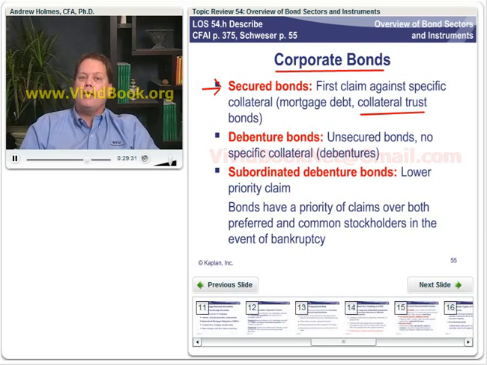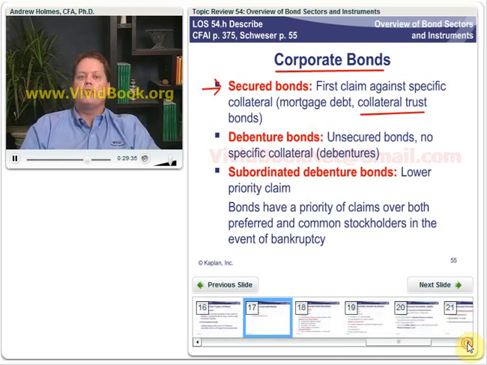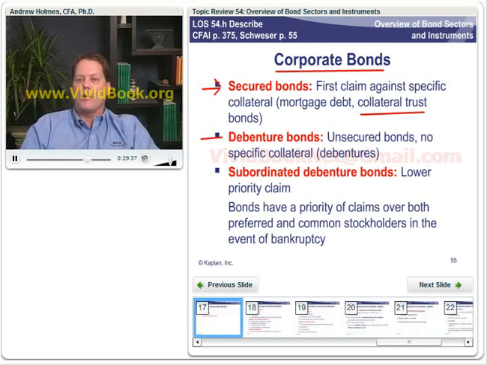Okay, a debenture is a bond that's backed by the full faith and credit of the company, which basically means it's an IOU. It's an unsecured bond. There's no specific collateral. If you hold a debenture and the firm goes into bankruptcy, well, then you're going to have to make sure you have good representation in the bankruptcy proceedings.